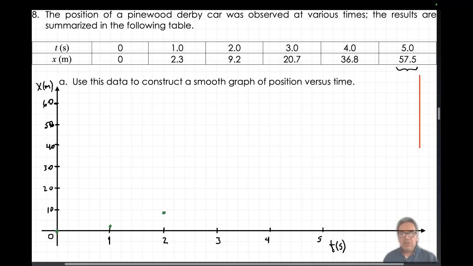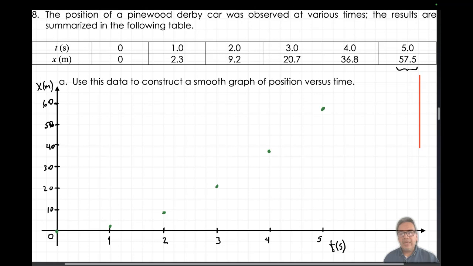3, 20.7, approximately here. 4, 36.8, which is around this place. And finally, 5, 57.5. So that is approximately over here.